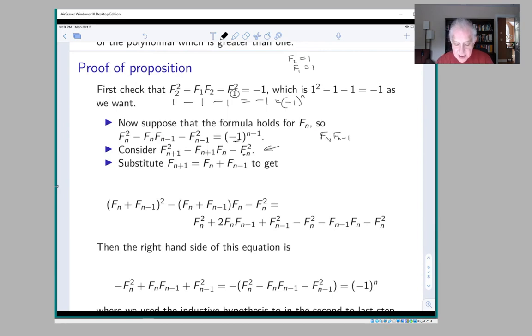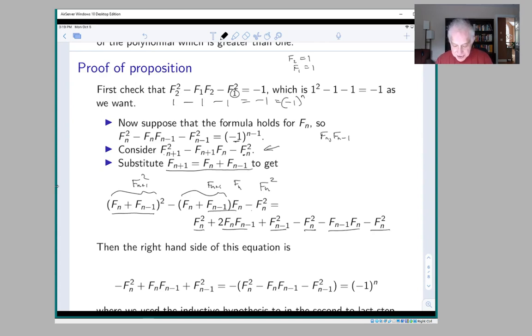That's here. And the standard trick for all these Fibonacci problems is we substitute the relation that defines f_(n+1) and rewrite it in terms of f_n and f_(n-1). So here we have f_(n+1) squared, here we have f_(n+1) f_n, and here we have f_n squared. And we expand that out. This part becomes f_n squared plus 2 f_n f_(n-1) plus f_(n-1) squared. This term becomes minus f_n squared minus f_(n-1) f_n. And we still have our minus f_n squared there.